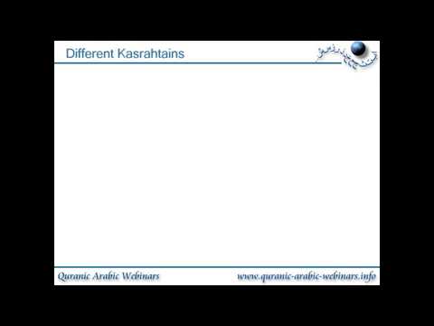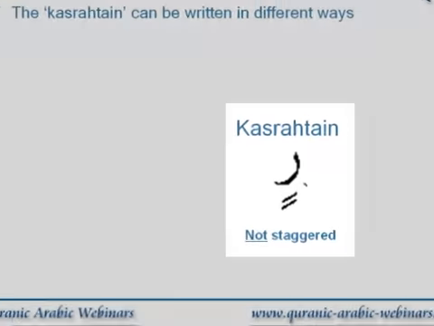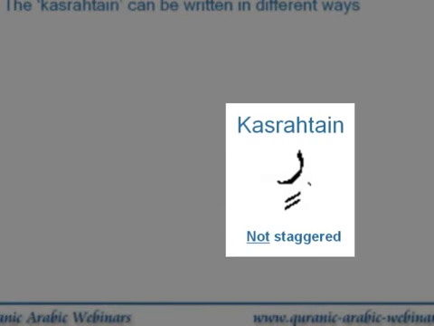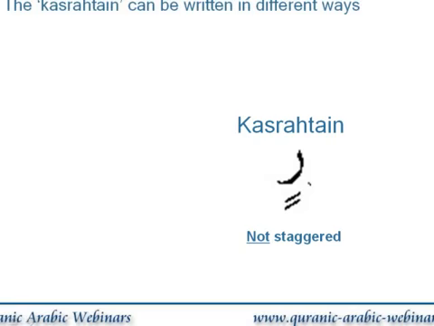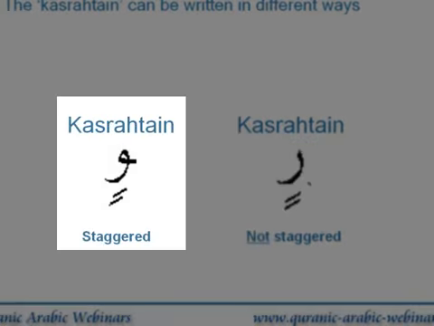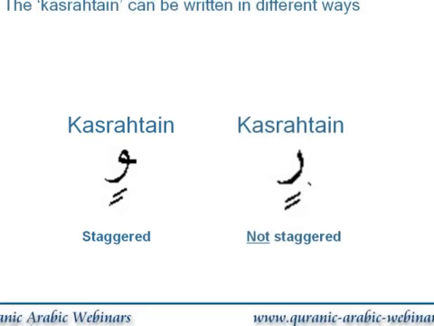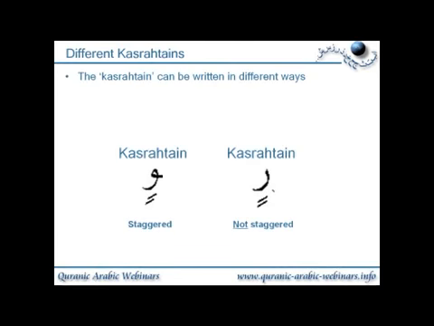Different Kasrahtains. The Kasrahtain can be written in different ways as well. So here we have the letter Ra with Kasrahtain underneath it, and you'll see they're not staggered, so the two kasras are in line with each other. And here we have a Waw with the Kasrahtain, and in this case they are staggered, they're not exactly in line with each other, and again we'll learn later on why sometimes they're staggered and sometimes they're not.